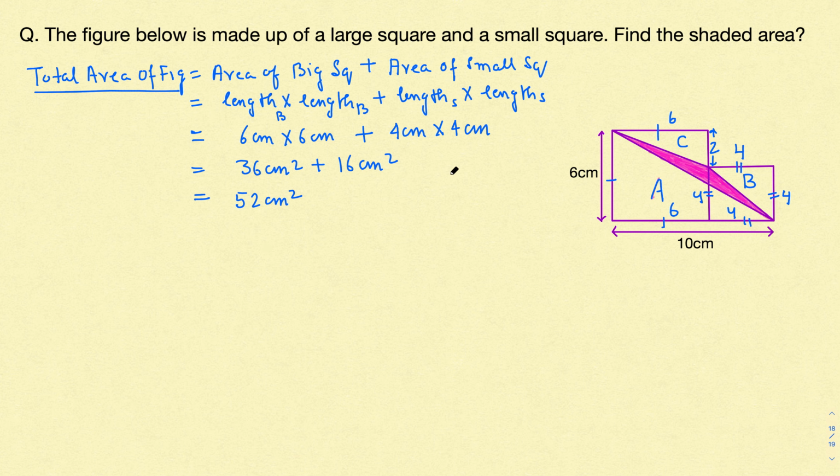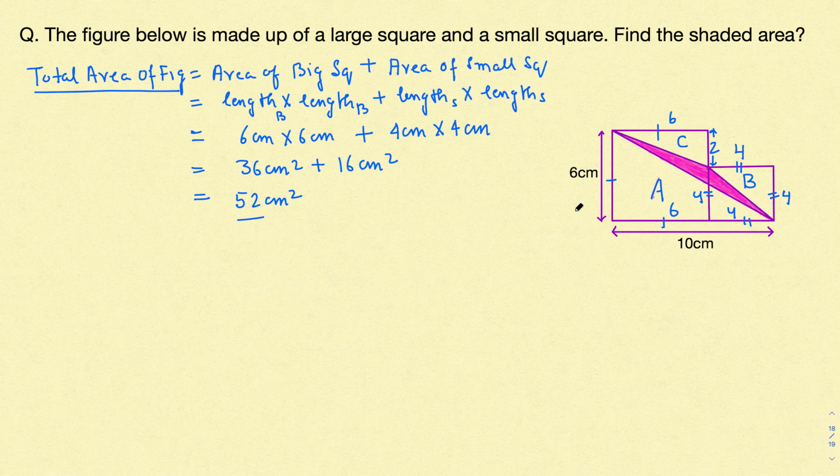If you find it difficult to do it this way, you can separately find the area of the big square, which is 6 times 6, that will give you 36, and the area of the small square, which is 4 times 4, 16, and then you can later add it up. It will give you the same thing, right.